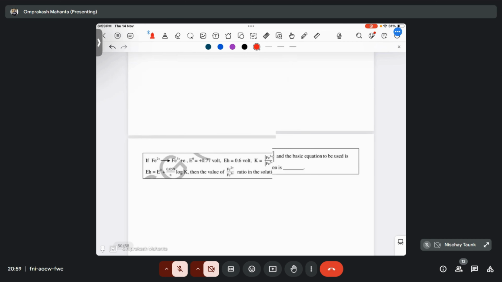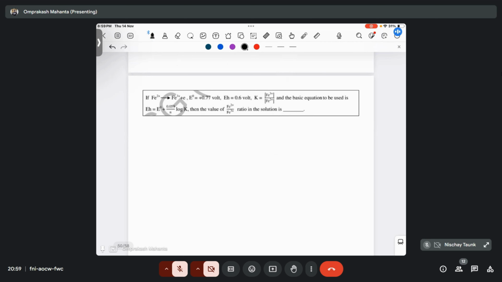Okay. Let's move to the next one. If Fe2+ gives Fe3+ plus an electron, here one electron is being emitted, that means n equals 1. And E0 is 0.77 volt and Eh is 0.6 volt. K is Fe3+ by Fe2+. And the basic equation used for Eh, the formula, is also given here.